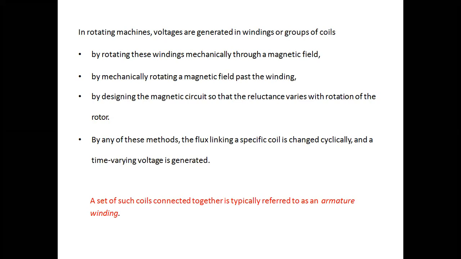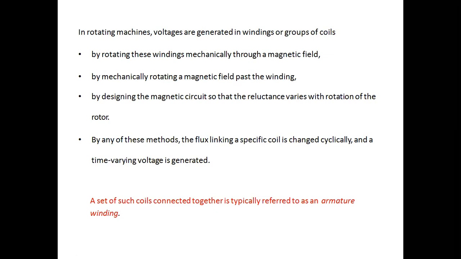So we can see here current will flow when we give the power supply. At that time that motor will rotate, by rotating this magnetic field, it will rotate through the magnetic field because there is a field winding. So by mechanically rotating the magnetic field, we will get the field winding. By designing the magnetic circuit, the reluctance varies, that will be the rotation of the rotor.